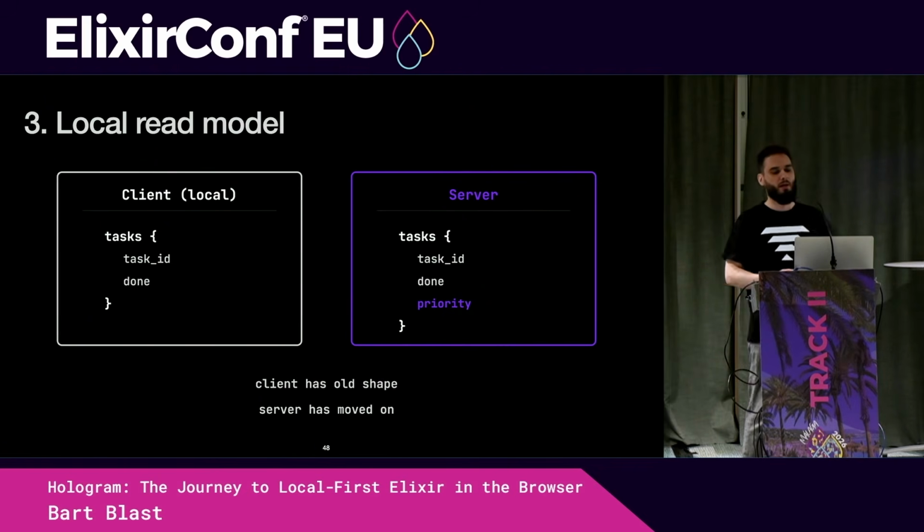3. The local read model changes. Even if writes don't change, the client's local tables might. For example, add a column, split a table, change a type. The client has a replica in old shape. The server has moved on. So 3 problems, most engines solve 0 of them well.